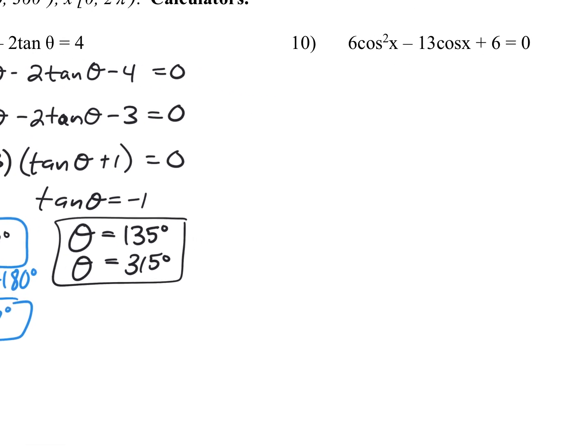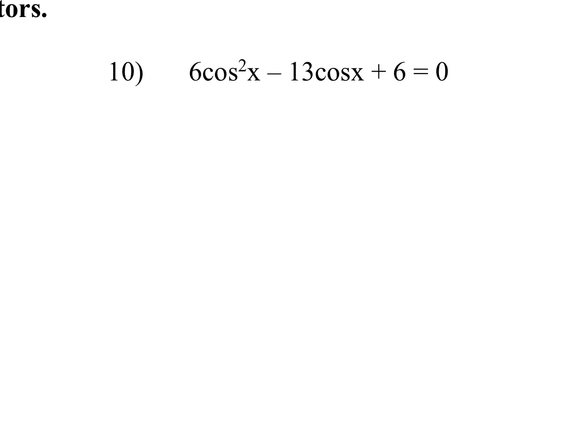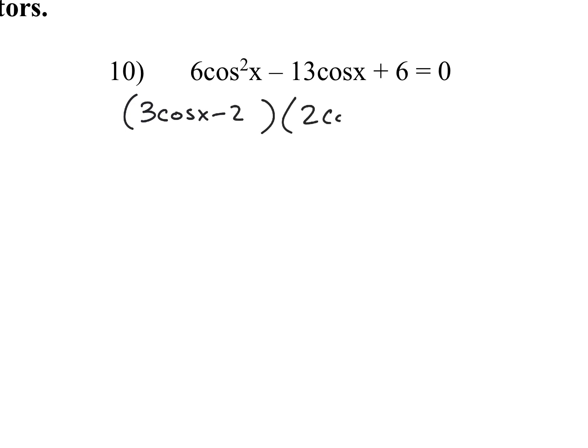Let's look at one last problem here, and we'll finish up our notes. I know 11 is going to be relatively quick. Here, I have another situation where I can solve through factoring. 3 cosine x minus 2 times 2 cosine x minus 3. Right? I'm factoring this just as we would a quadratic, and just working through guess and check to try to find combinations of numbers that work for us.